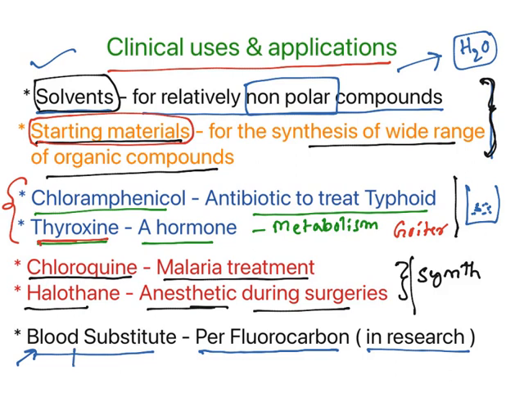Now understand, what do you mean by blood substitute? What is the function of blood? It carries oxygen. These perfluorocarbons can also dissolve oxygen and carry oxygen. So it can be used as a blood substitute in future. Because it is under research, it may be used as a blood substitute. So all these are clinical applications and uses of halogenated organic compounds.